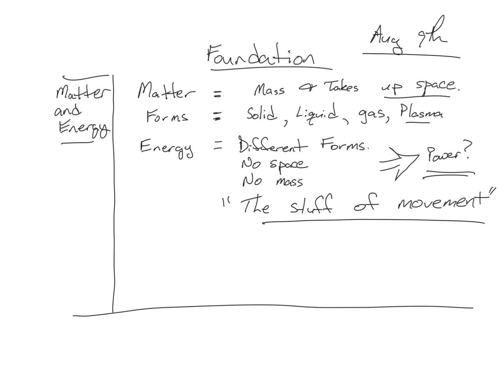So, the stuff of movement. What forms? Somebody said there's different forms. What forms are there? All right, that's a good one. Thermal. And the thermal is also known as heat. Heat, unfortunately, is wasted a lot. Heat, in general, is lost energy.